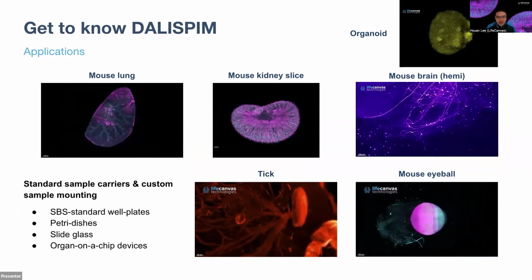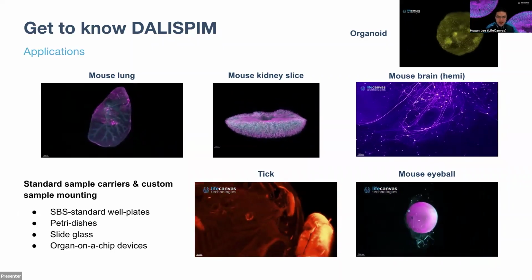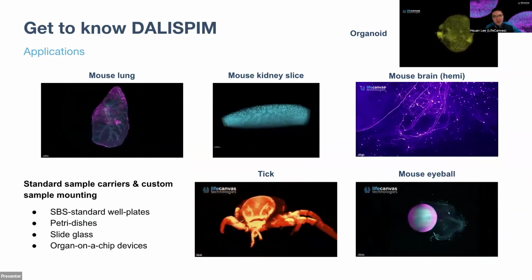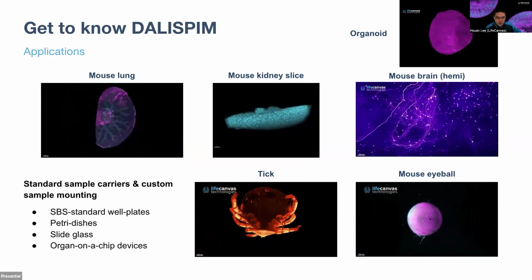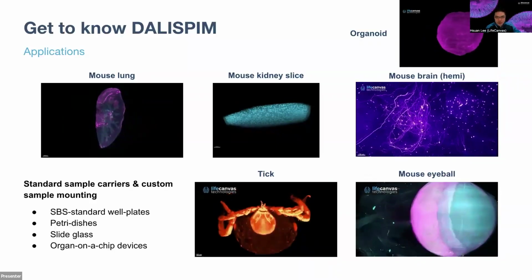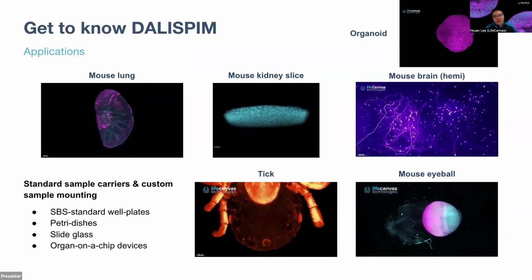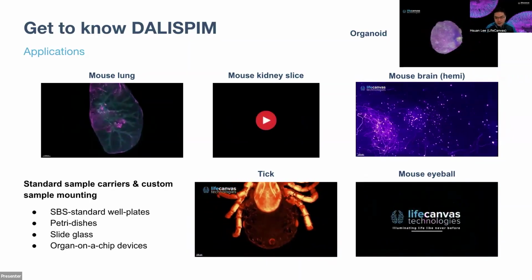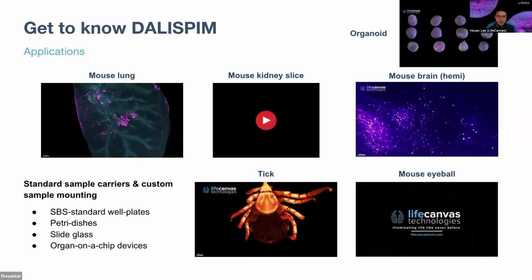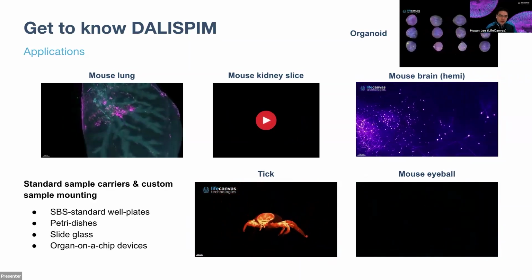Other than the standard coverslip bottom well plates, the DALISPIM is also compatible with most glass-bottom formats, including petri dishes, slide glasses, organ-on-a-chip, and we can also make custom sample holders for any tissue geometry. We can image up to NHP slabs or human coronal slabs as well.